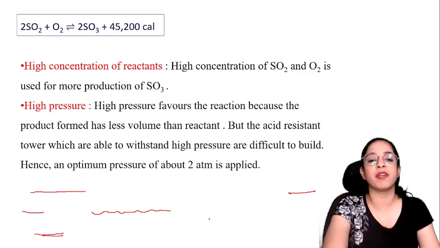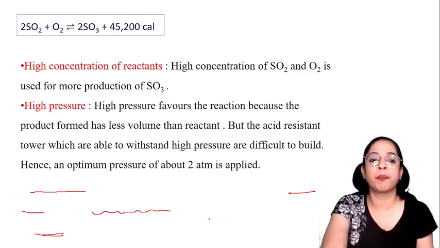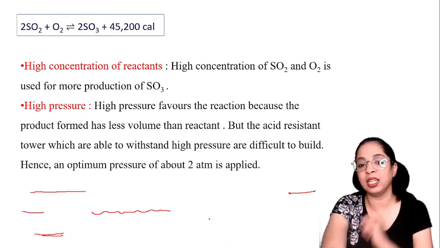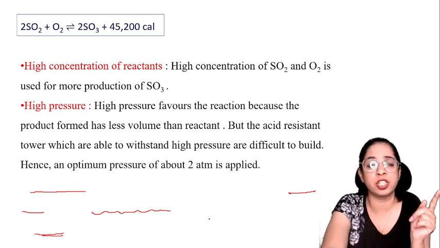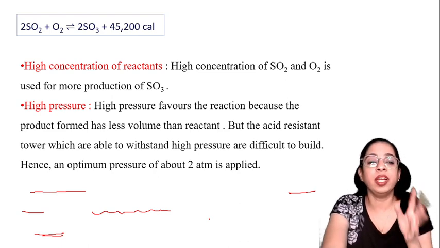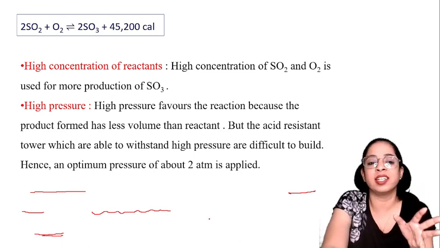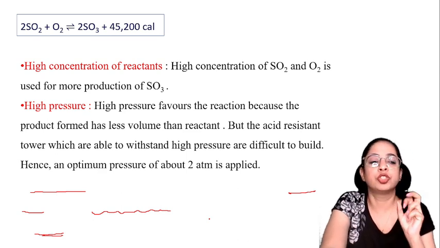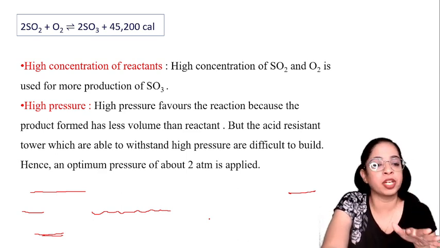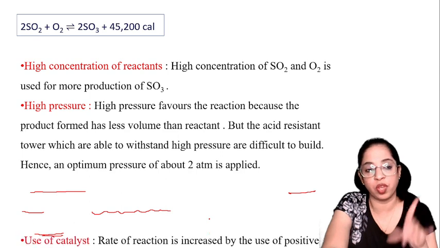So high pressure favors the reaction because the product form has less volume than the reactant, and this high pressure is required. But it is very difficult to build acid resistant towers which can also withstand high pressure. Okay, so we take an optimum pressure of about 1 to 2 atmosphere.